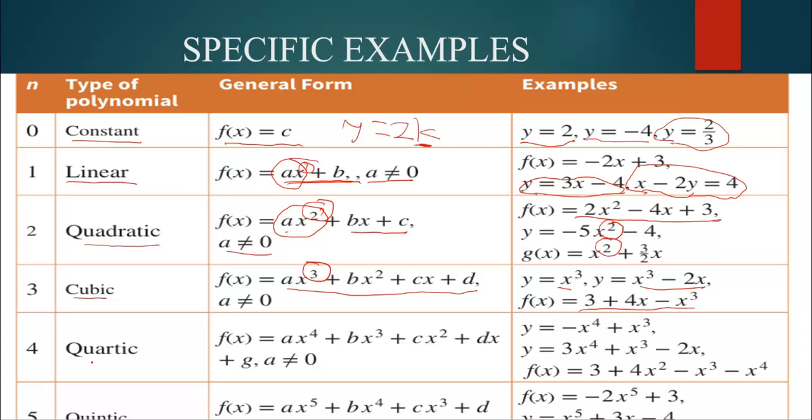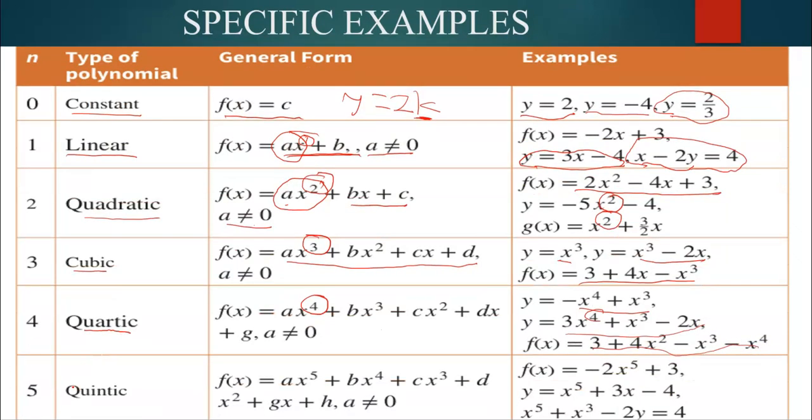Then we can have a quartic polynomial. A quartic polynomial has a highest degree of 4. So if you have a polynomial with a degree of 4, then we say it's a quartic polynomial. So these are examples. The highest degree there is 4. These are examples of quartic polynomials.